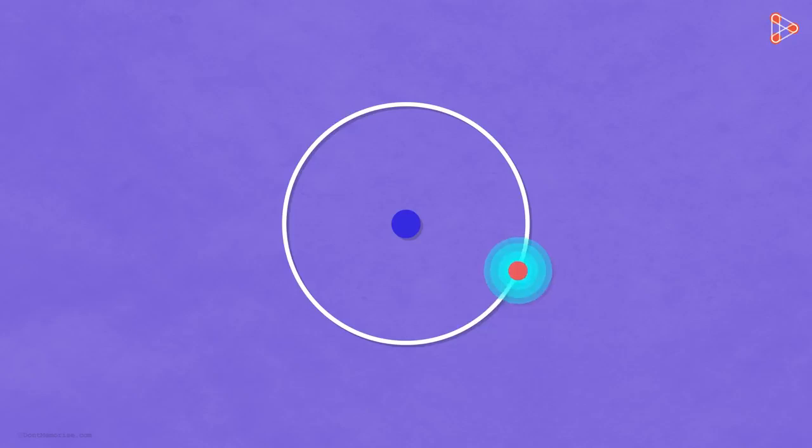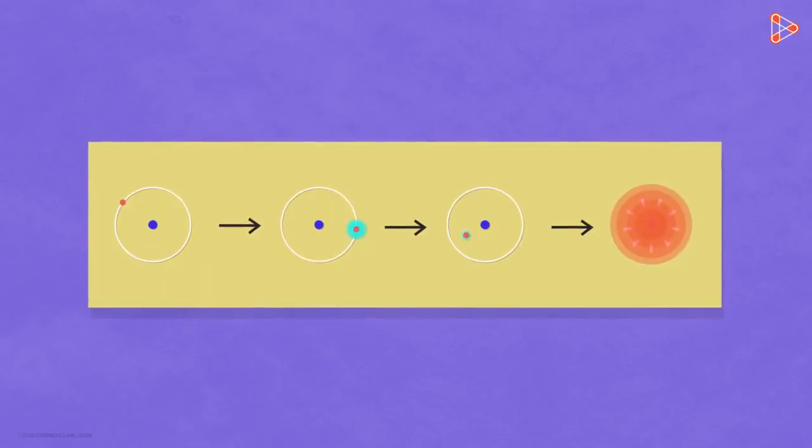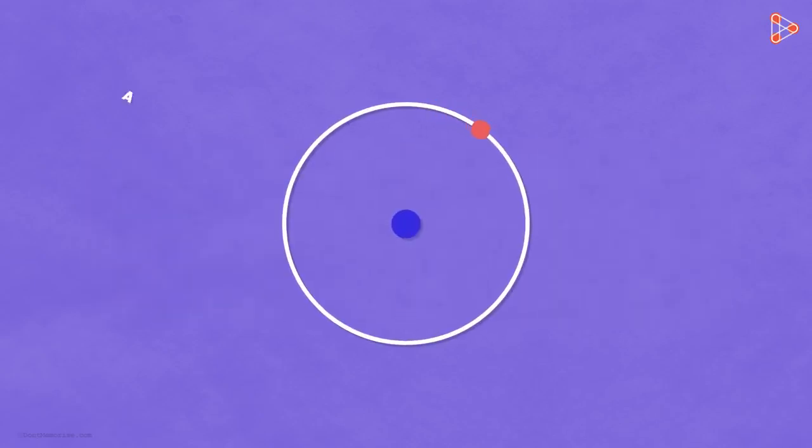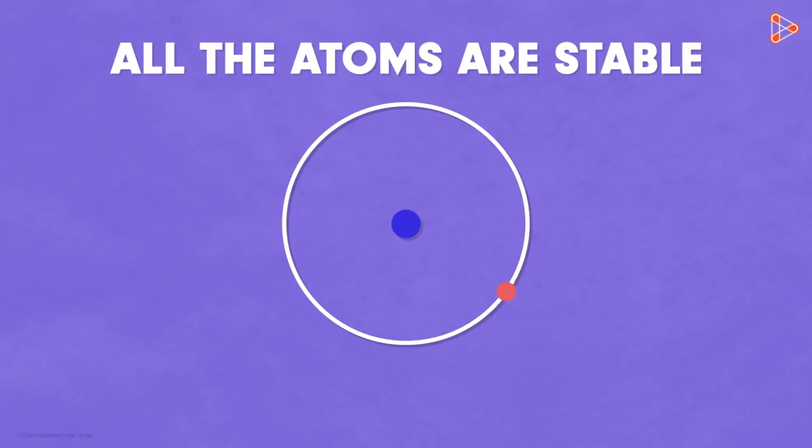Now, if it continuously keeps radiating energy, then ultimately all the energy of the electron will get over and it will fall into the nucleus. This would result in high instability of the atom. But wait a second, all these things do not happen in an atom. And how do we know this? Because in nature, all the atoms are stable.